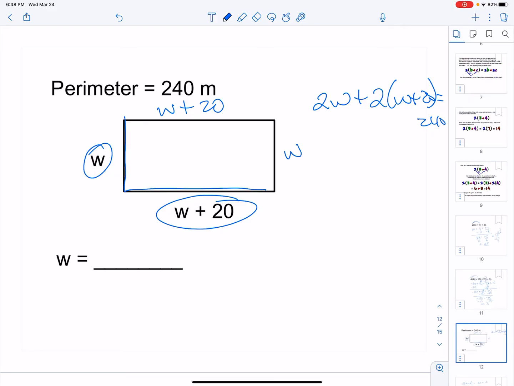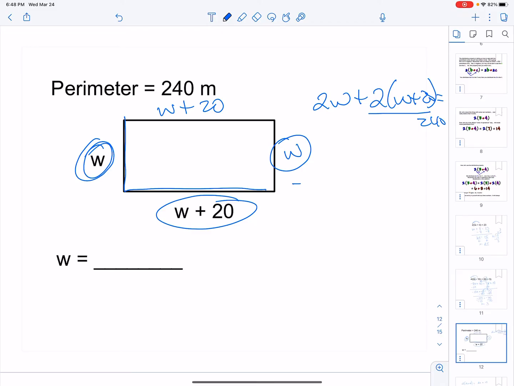So we know that perimeter is the distance all the way around. So I've got a W and a W. That's where my 2W came from. And I've got a W plus 20 and a W plus 20, so I've got two of those. And that's where the distributive property comes into play on this problem.